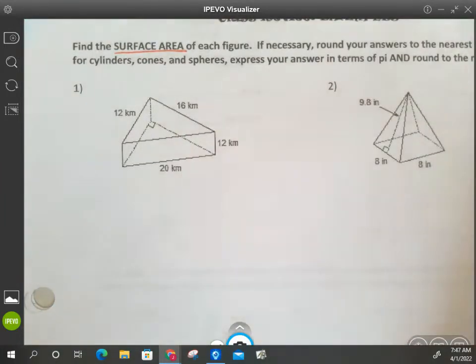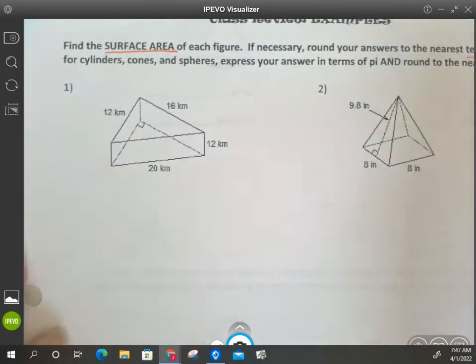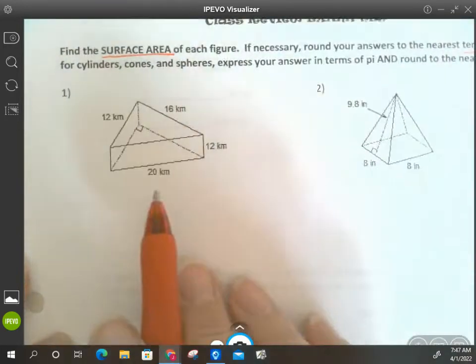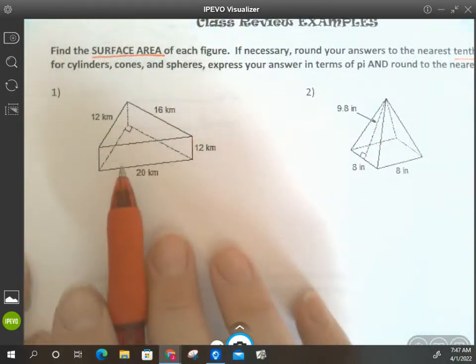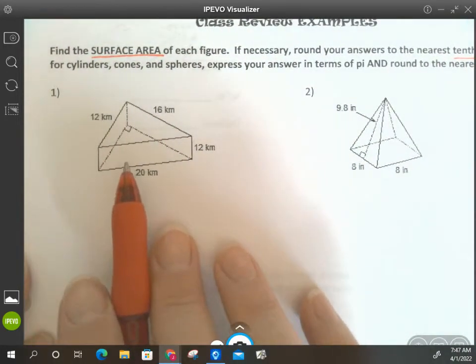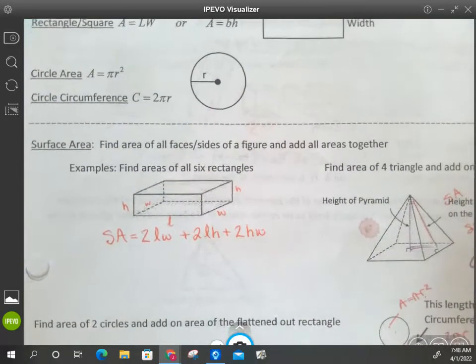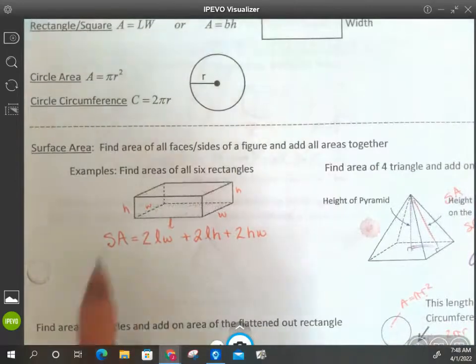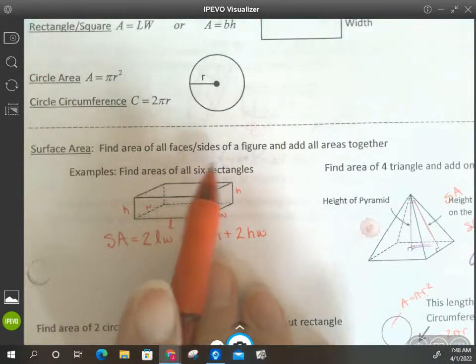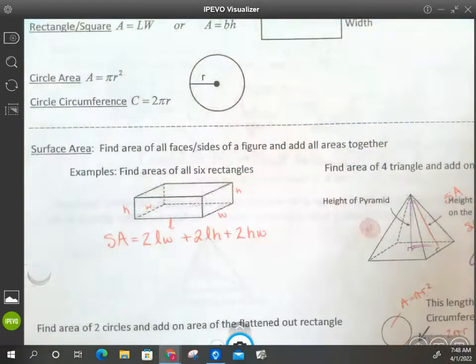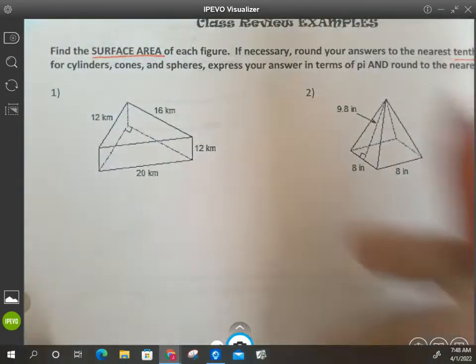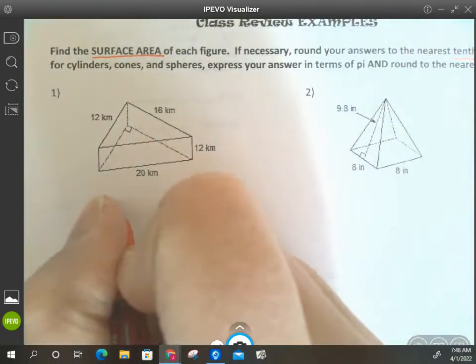All right, here we are on number 1. What kind of figure is this? This is a triangular prism. Agreed? Okay, so we have to think about all the sides we have. If you look at your formula sheet, we don't have a specific formula for triangular prisms. The idea to find the surface area is to find all the faces and sides of the figure, and then add them together. Okay, so the triangle, we have 2 triangles.